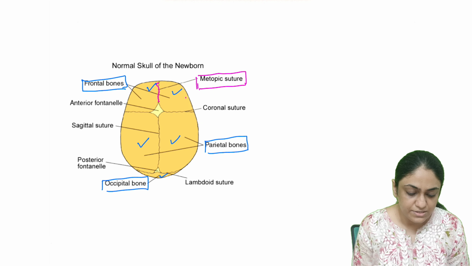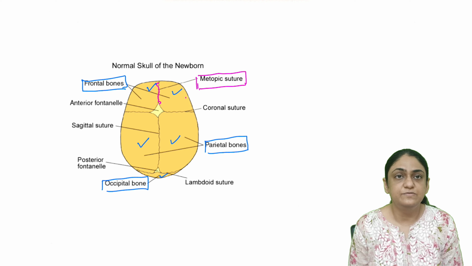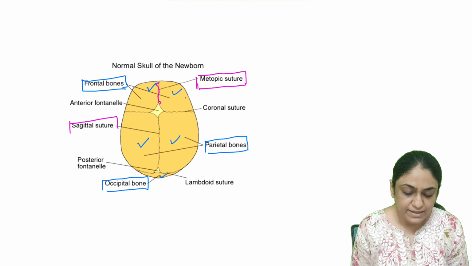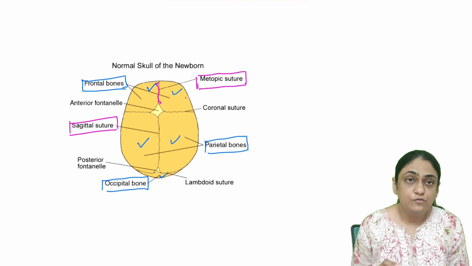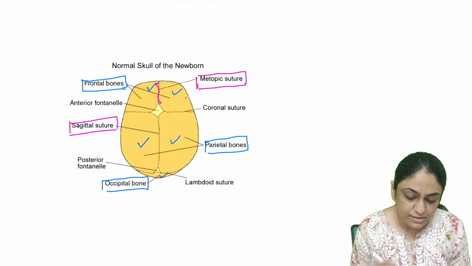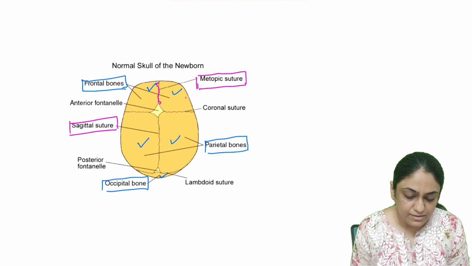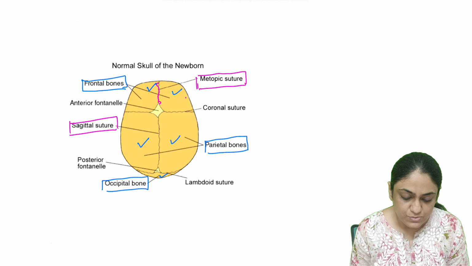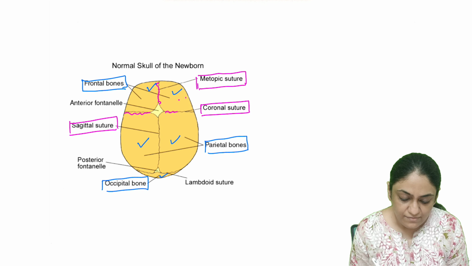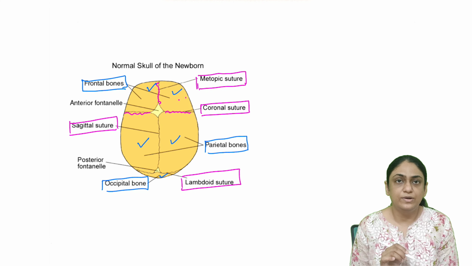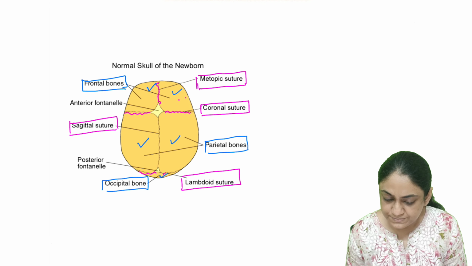What is the sagittal suture? Sagittal suture is present between 2 parietals. Between the frontal and parietal bones, we have our coronal suture. And where do we have the lambdoid suture? It is between our parietals and occipitals. So this is basically the lambdoid suture.